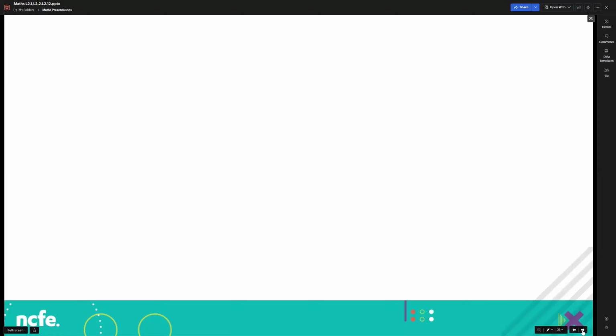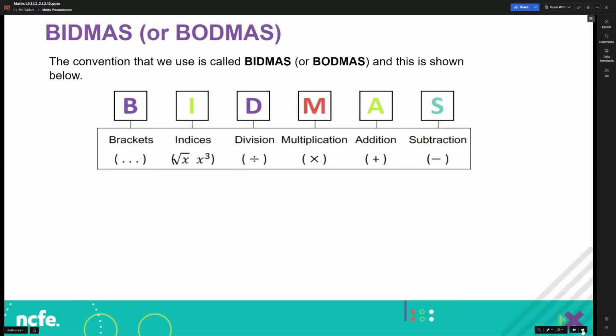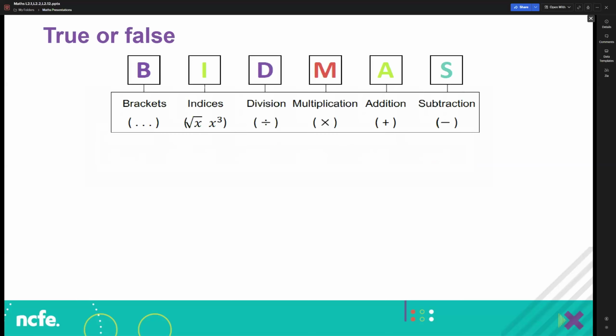Now we're just looking at some BIDMAS. So BIDMAS or BODMAS, kind of depends how you look at it. I'm going to teach BIDMAS because this is the way I know and I was taught. So BIDMAS is just an abbreviation for brackets, indices, division, multiplication, addition, and subtraction. And it shows the order in which you should treat these symbols and the priority, right? So brackets come first, indices second, etc. We'll work through some problems now.